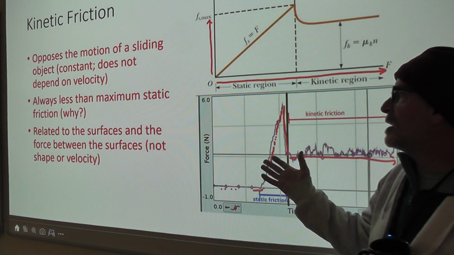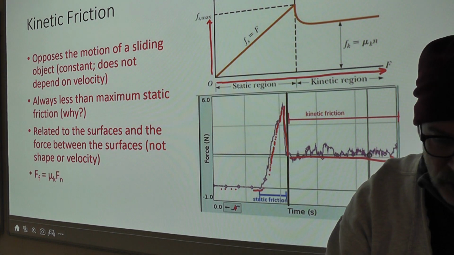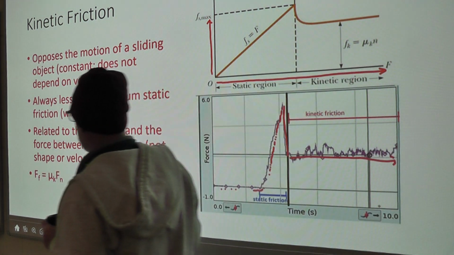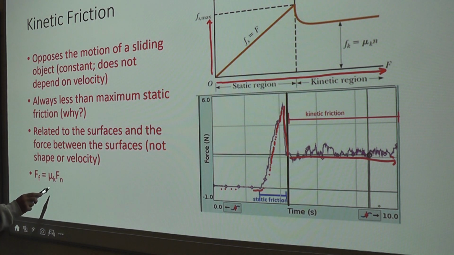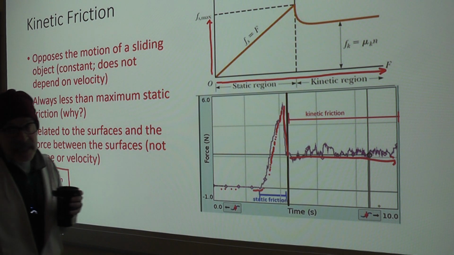And then as with static friction, there's only two things that matter. Those two things are the stickiness, which is our mu, the coefficient of kinetic friction, and the force pushing the two objects together, which is the normal force. In this case, it's equal to that. There is no less than in this particular relationship, because the force of kinetic friction is always constant, but it's the same two things.